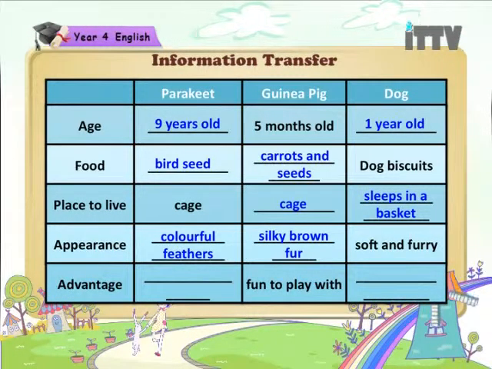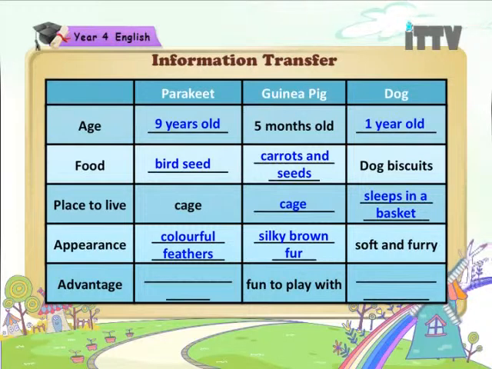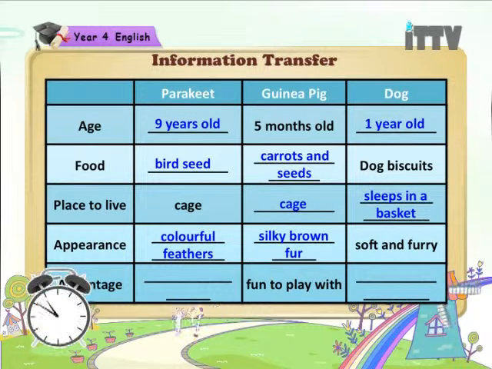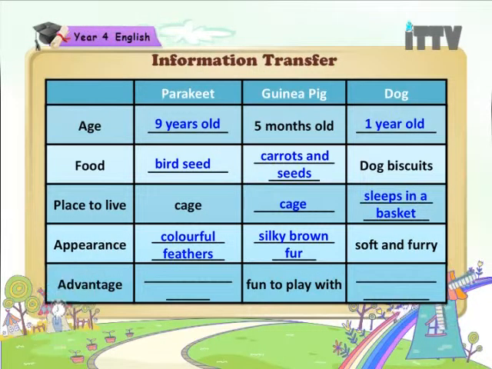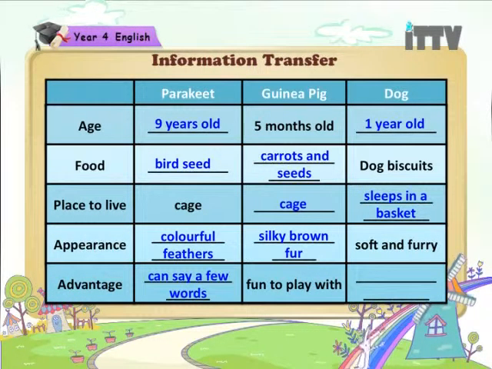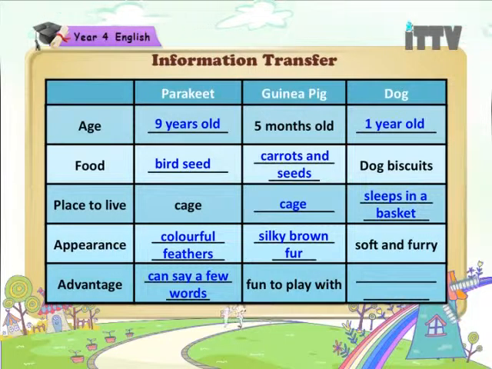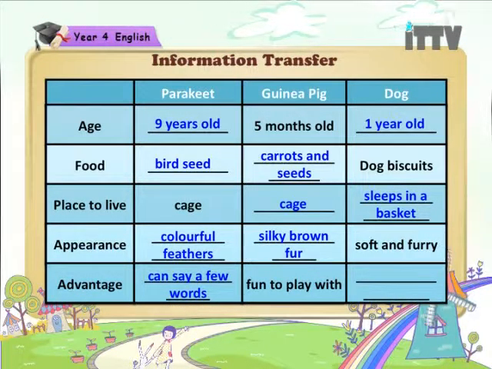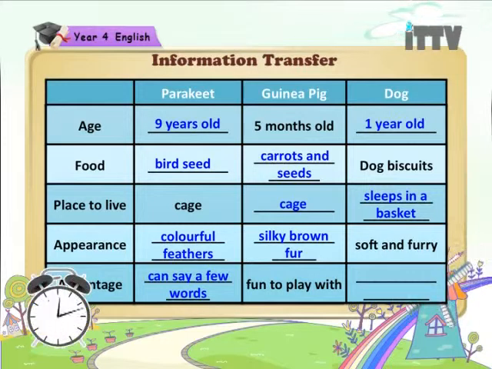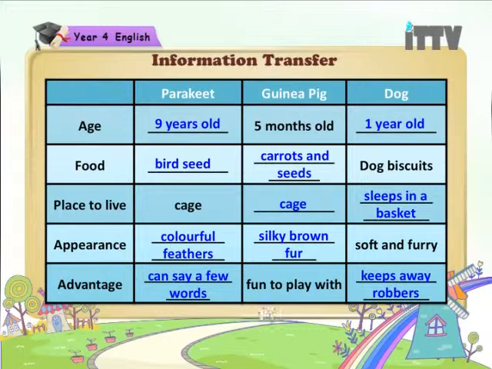Now on to the last part, the advantage of having these animals. Now the guinea pig is fun to play with. What about the parakeet? Yes, the parakeet can say a few words, a talking animal. Now the dog. Very good. The dog keeps robbers away.